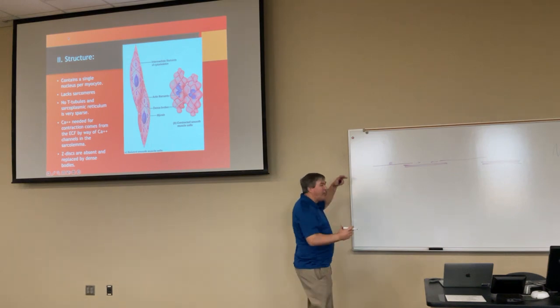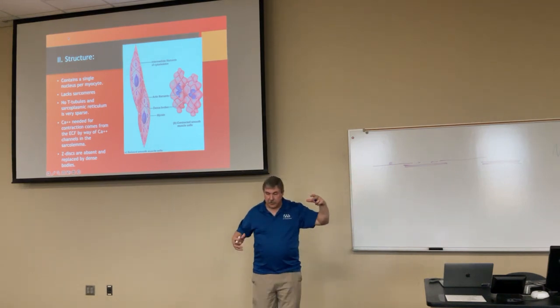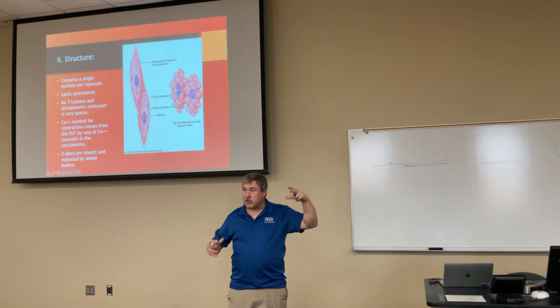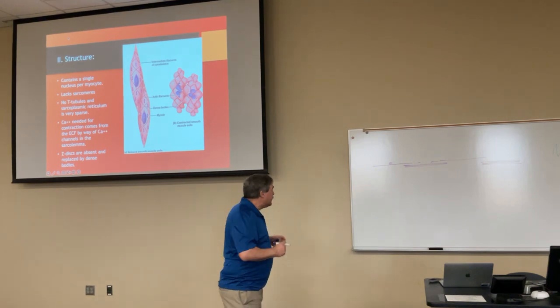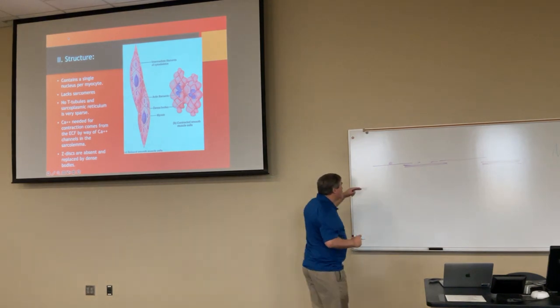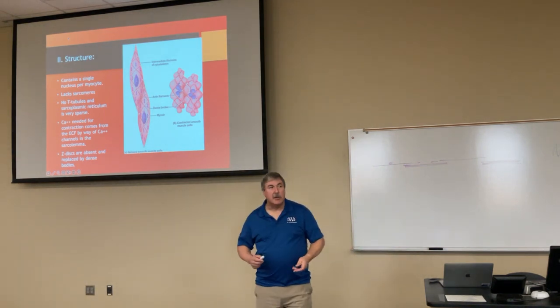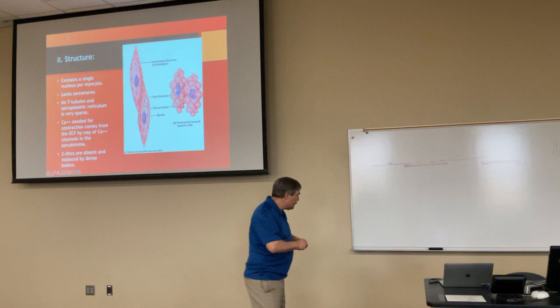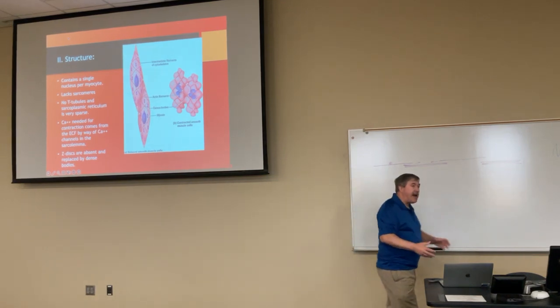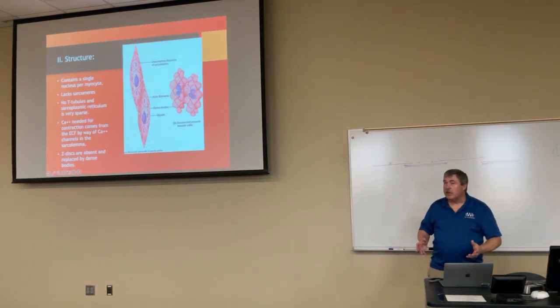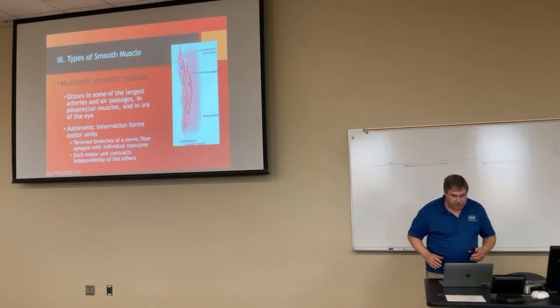So you don't have a whole bundle of thick and thin filaments arranged in a sarcomere. Instead, you just have an overlapping arrangement of individual thick and thin filaments. Okay? And because of that, you don't get those light and dark bands that form the striations in skeletal muscle.